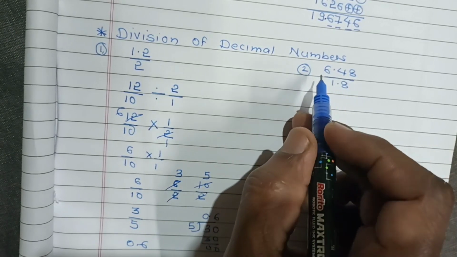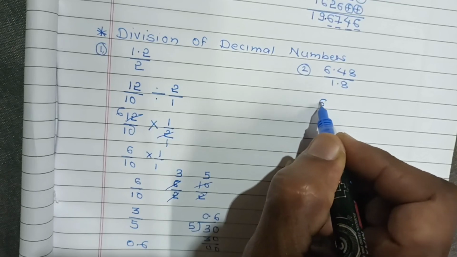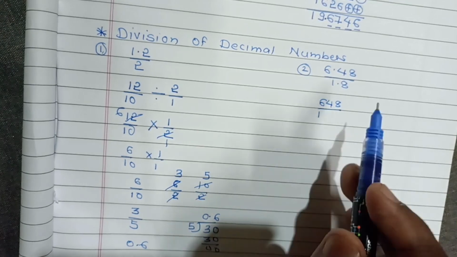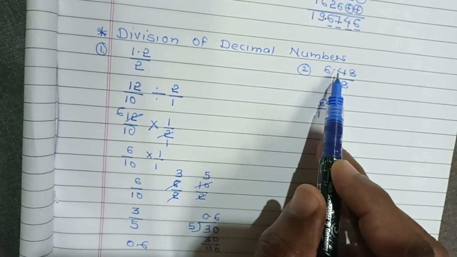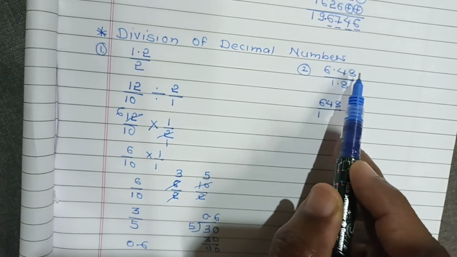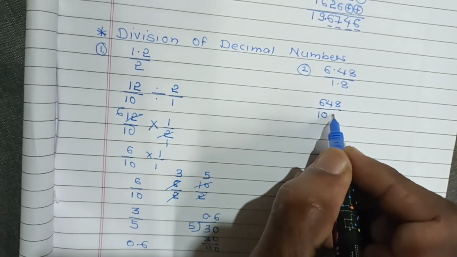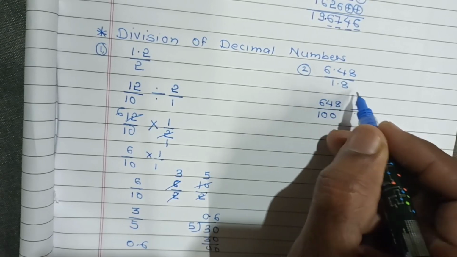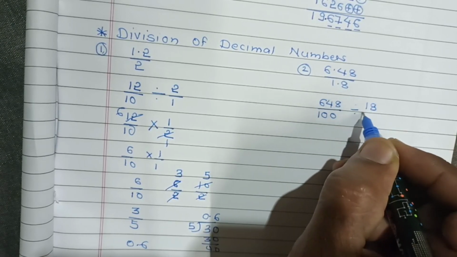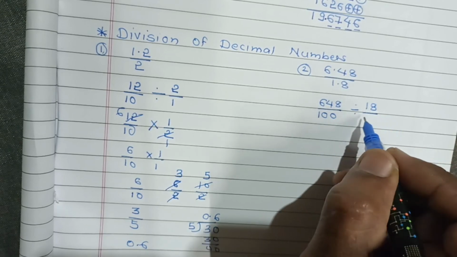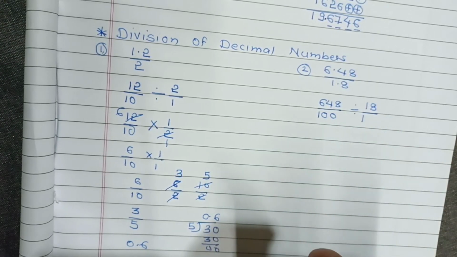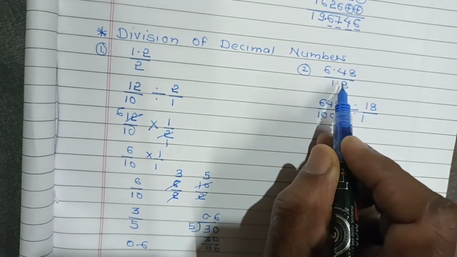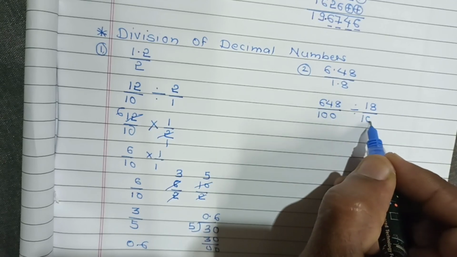So first you have to write without decimal point 648 divided by, so 1 you have to write compulsory. Then how many zeros you have to write here? So after decimal point 2 digits are present here, therefore you have to write 100. Then divide by this 1.8 you have to write as 18. So without decimal point you have to write, then you have to write 1. It is compulsory, you have to write 1 and see how many digits are present after decimal point. Here only 1 digit, that's why you have to write 10.